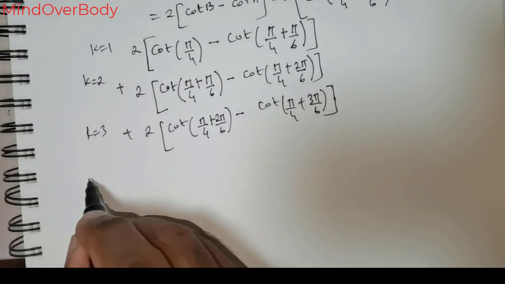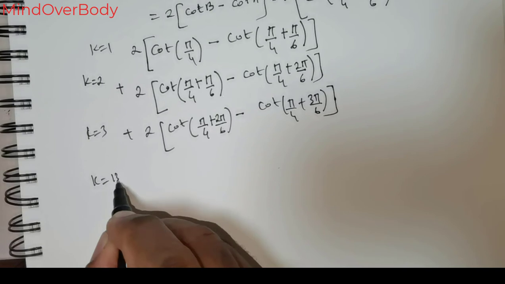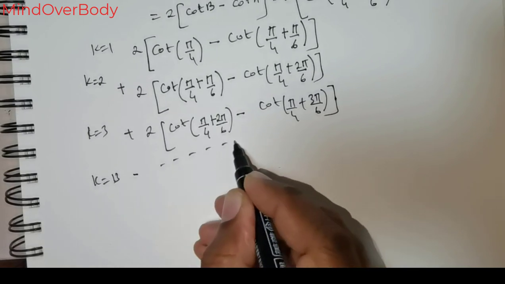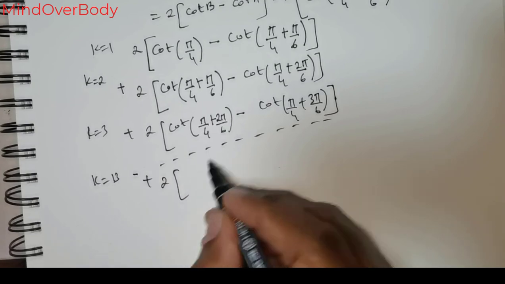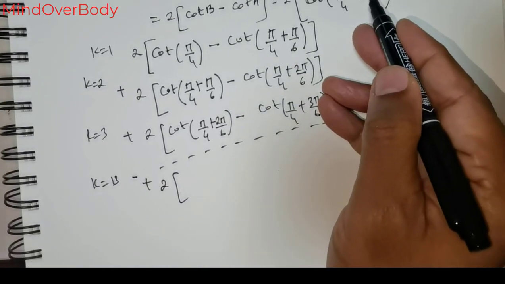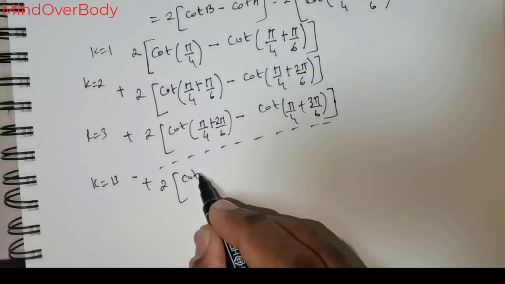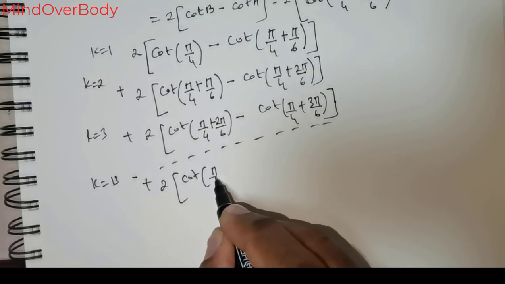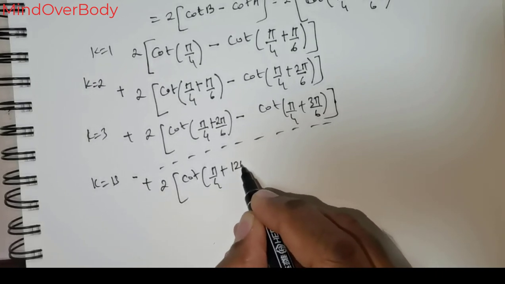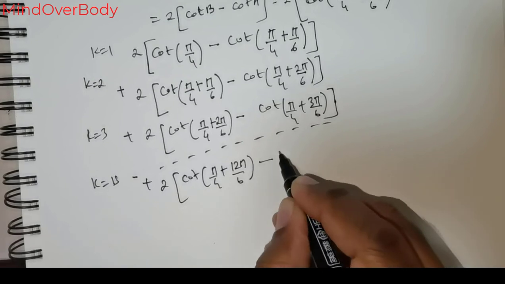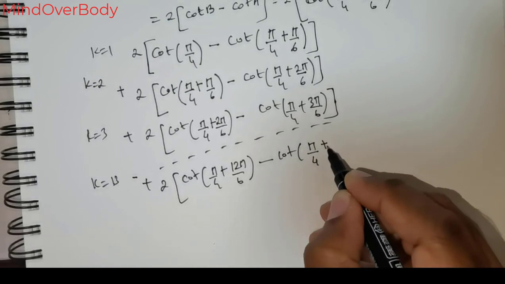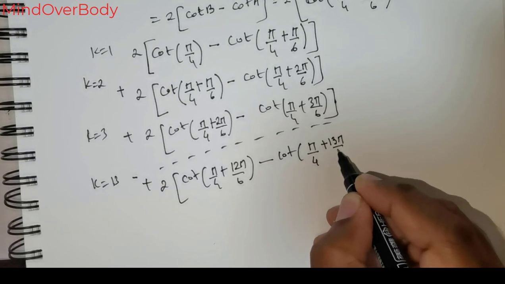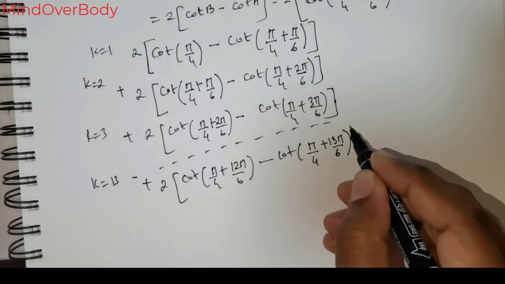Now finally k is equal to 13. So it's going to be, etc., plus 2 times cot, k is equal to 13. Let me substitute 13 here. So this is going to be cot of pi over 4 positive 12 pi over 6 negative cot of pi over 4 positive 13 pi over 6. So this is what I've got.